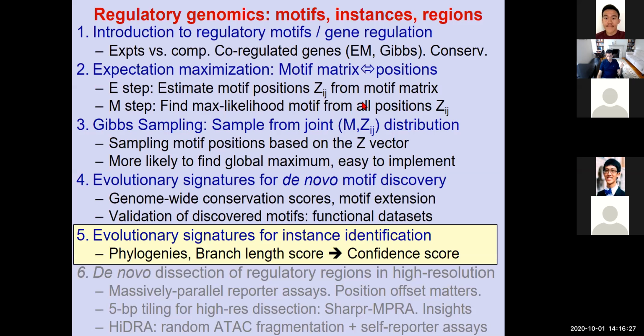So, 24, 59, 12, 6, 0. That's great. All right, so that's evolutionary signatures for de novo motif discovery. That's for discovering the motifs themselves.